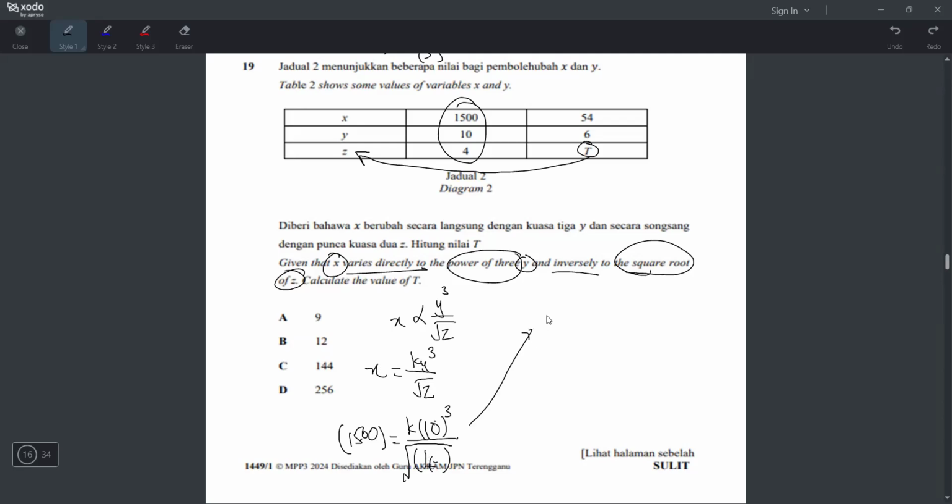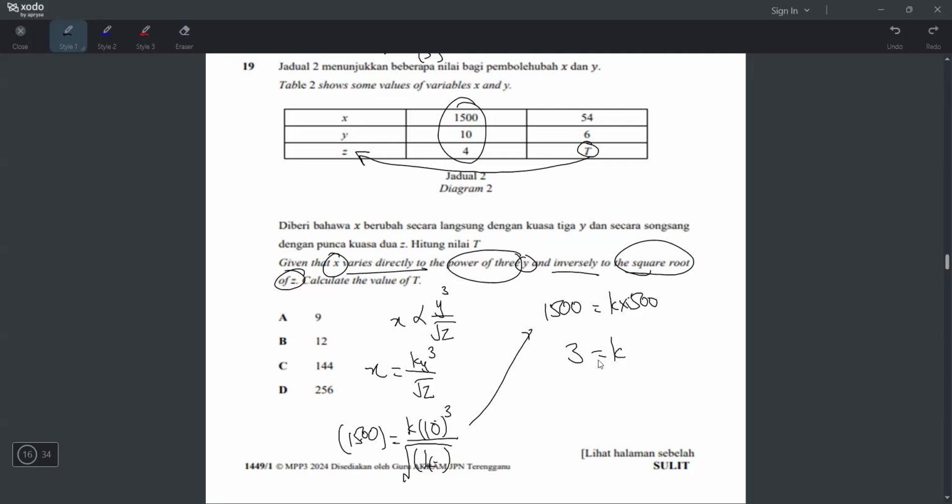Okay, now let's continue here. 1500 equals K times 10 power 3 over square root of 4. 10 power 3 is 1000, and square root 4 is 2. 1000 divided by 2 is 500. So now K will be 1500 divided by 500, which is 3. Of course, you can use your calculator to help you. You don't have to do it by yourself, just press all this and you'll get the answer. Now you know your K already.